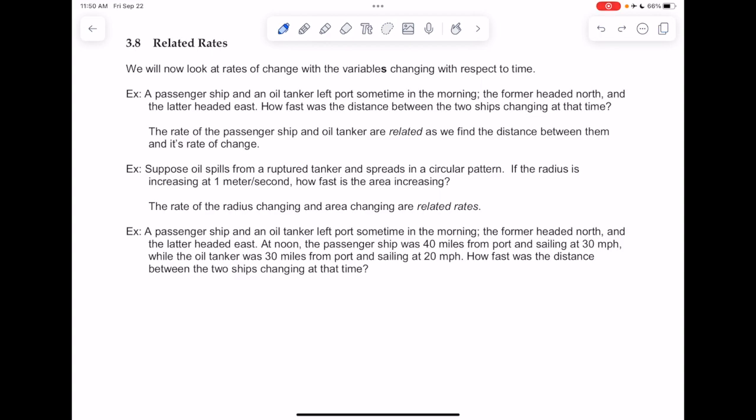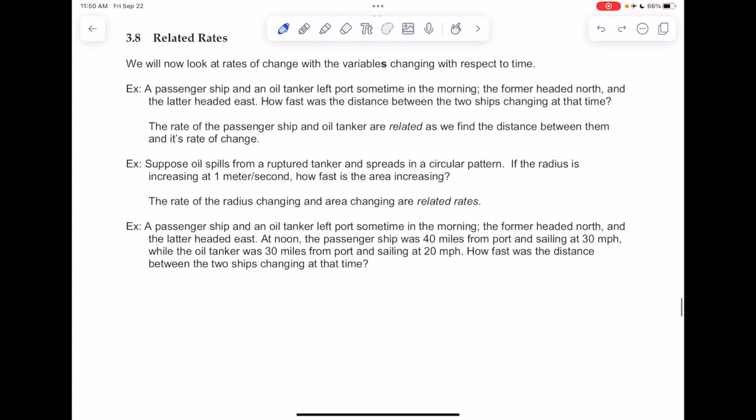Suppose oil spills from a ruptured tanker and spreads in a circular pattern. If the radius is increasing at 1 meter per second, how fast is the area increasing? The rate of the radius is changing and the area is changing, and we're trying to see how those two rates are related to each other. Let's dig in deeper to that first one about the passenger ship and the oil tanker.